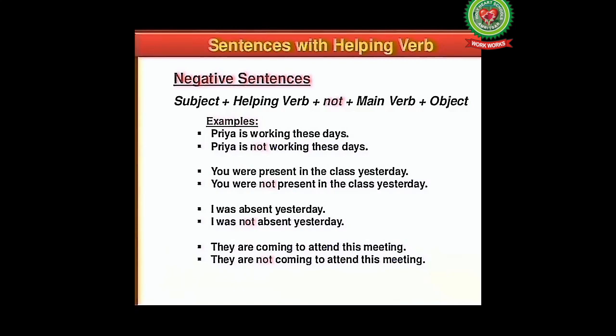Okay, look at example number 3. I was absent yesterday. In this sentence our helping verb is was, and with our helping verb we use word not. So our answer is, I was not absent yesterday. Okay, look at example number 4. They are coming to attend this meeting. In this sentence, our helping verb is are, and with our helping verb we use word not. So our answer is, they are not coming to attend this meeting.